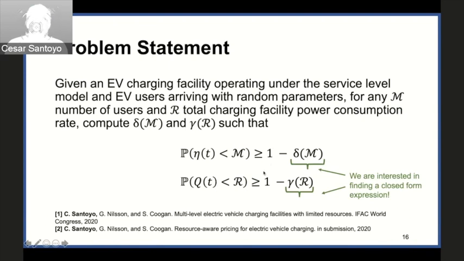Similarly, we want an expression that lower bounds the probability that the total power consumption is less than some level R, where these expressions are functions of the capacity limits M and R. So we're interested in finding a closed form expression for these two. If you're interested in the explicit definition of these functions, I invite the viewers to view these two publications, which detail everything in this work.